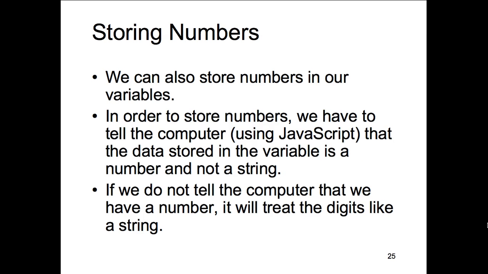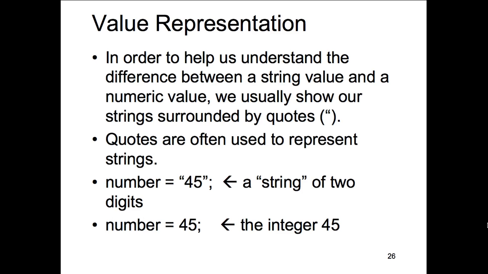In terms of storing numbers, we can also store numbers in our variables. In order to store numbers, we have to tell the computer using JavaScript that the data stored in the variable is a number and not a string. That's where we convert the string to a number when we want to use it as a number. This is what you'll have to do for the GPA program, by the way. If you do not tell the computer that we have a number, it will treat the digits like a string, because everything's a string.